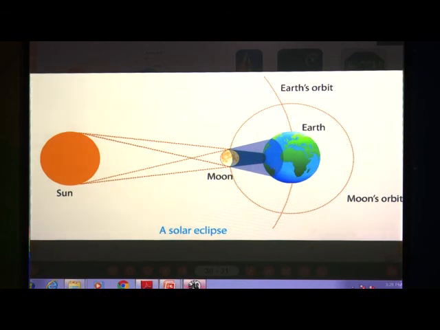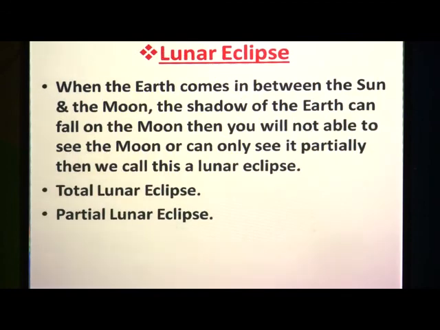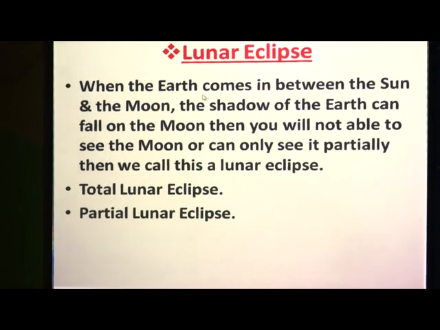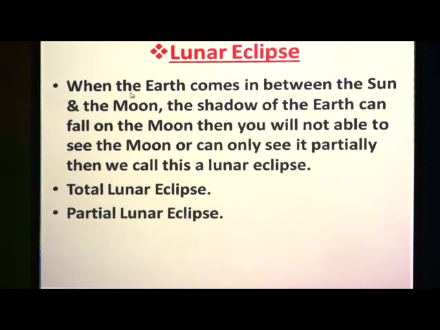Afterwards we have to see about the lunar eclipse. So, what is meant by a lunar eclipse? When the earth comes in between the sun and the moon, the shadow of the earth falls on the moon, and then you will not be able to see the moon, or can only see it partially.